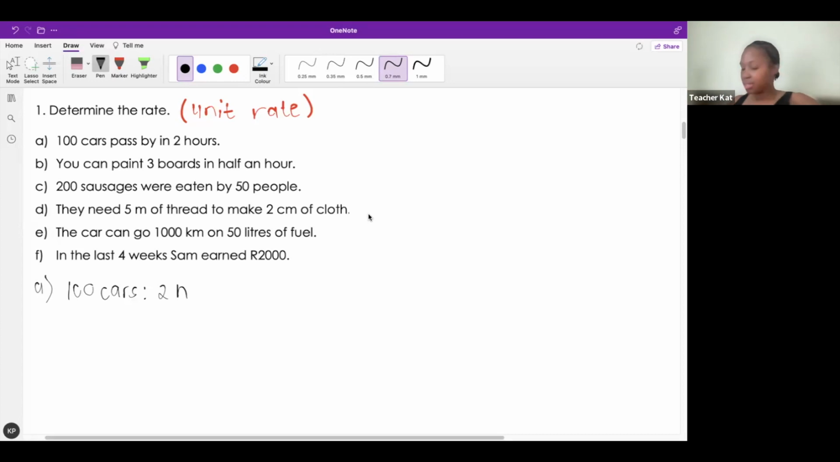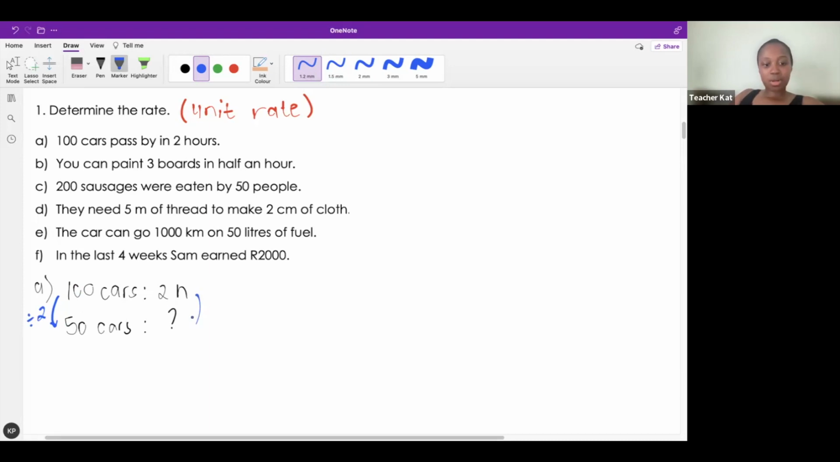Remember the calculations that we did with ratios? How did I get from 100 to 50? Remember, we're only timesing or dividing. Did I times by anything to go from 100 to 50? No, I divided by 2. So I'm going to go on this side again and divide by 2, which will give me the rate for 1 hour.